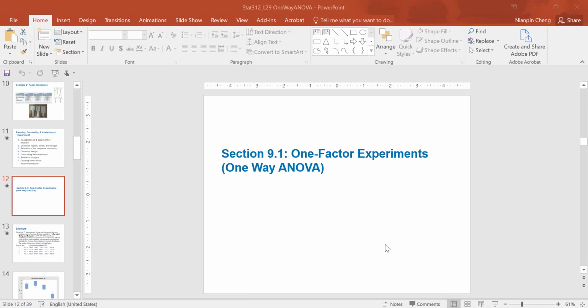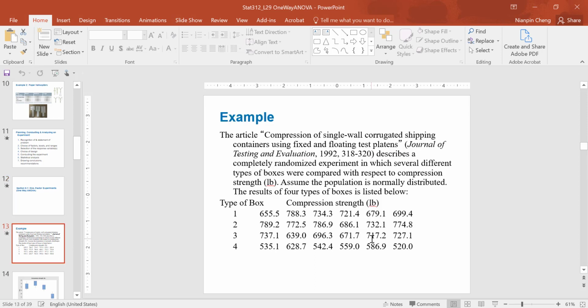Hello, in this lab, we are going to work on one-way ANOVA, through one example. We learned the basic terms of design of experiment, and today we learn the way to analyze your data. So I'll give you one example.